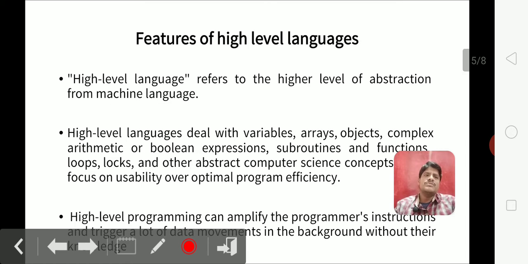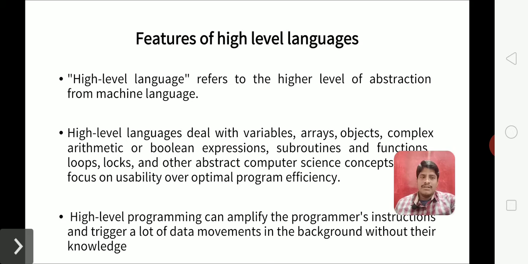Then what are the features of high level languages? A high level language is an abstraction of machine level language, where high level languages deal with variables, arrays, objects, complex algebra, Boolean algebra, functions, and loops. There are so many topics which made programming easy for developers or users, and which completely focus on optimizing your program.